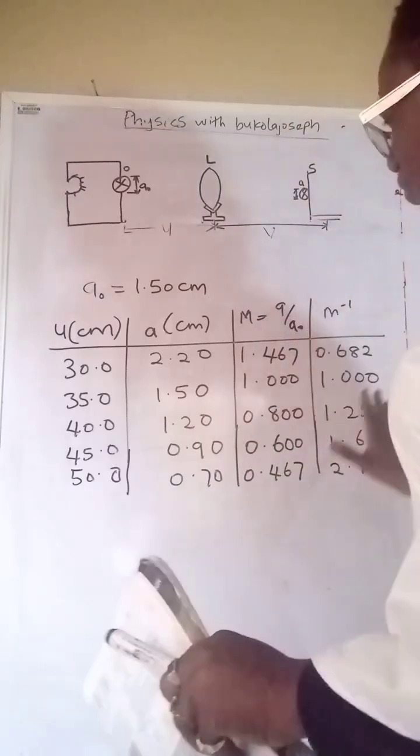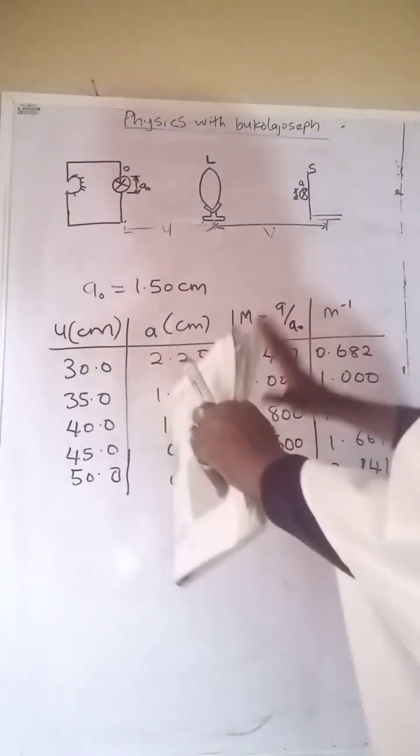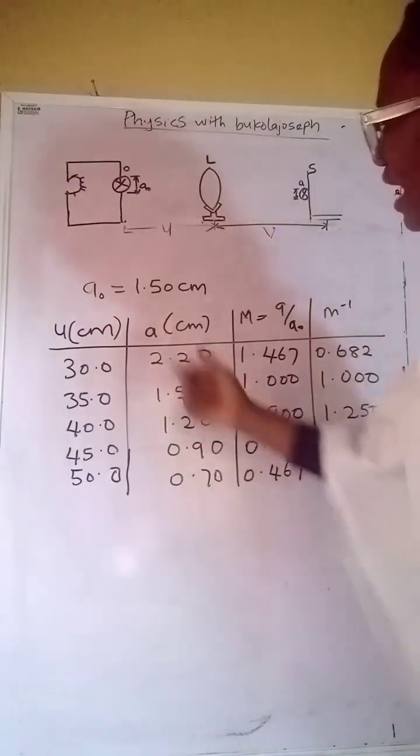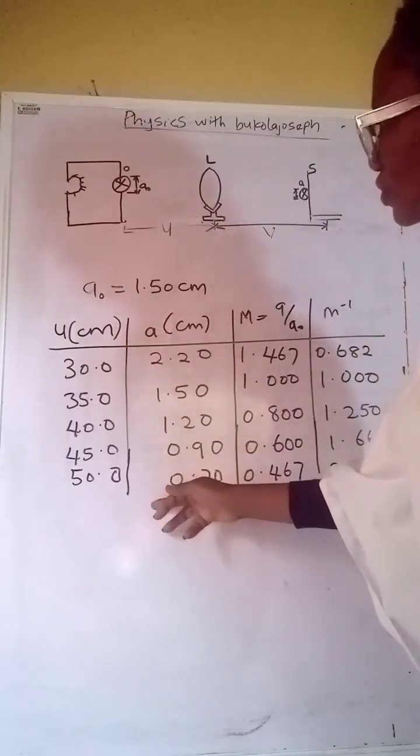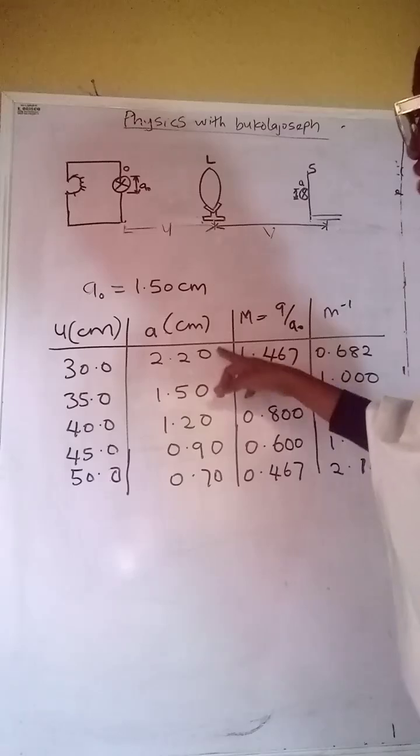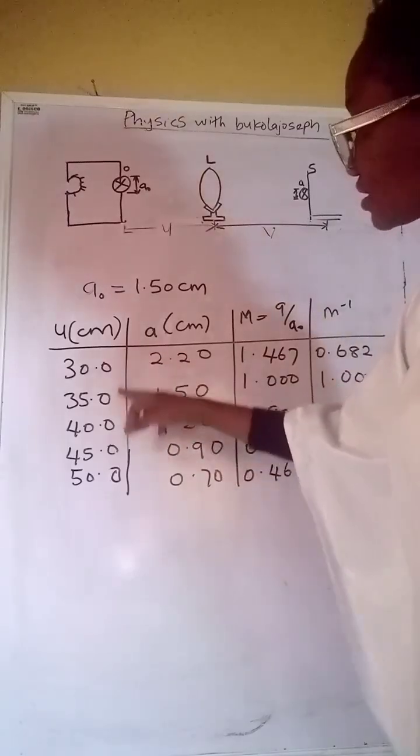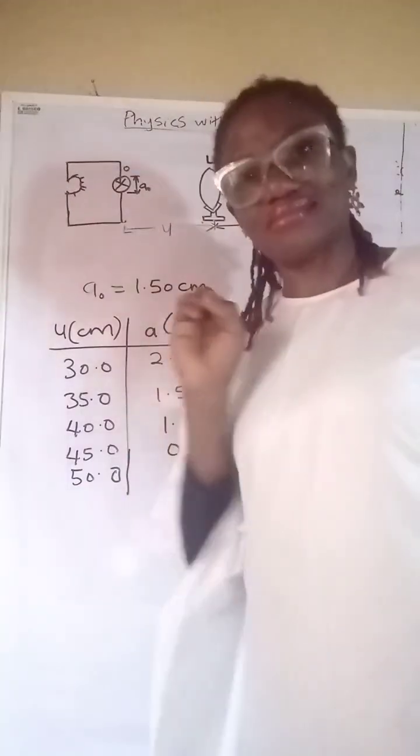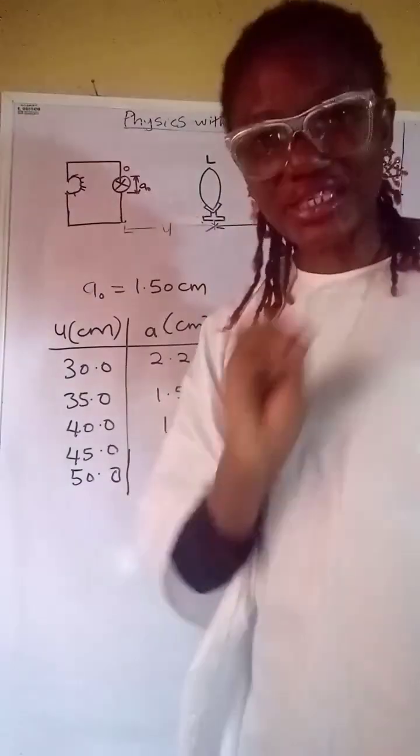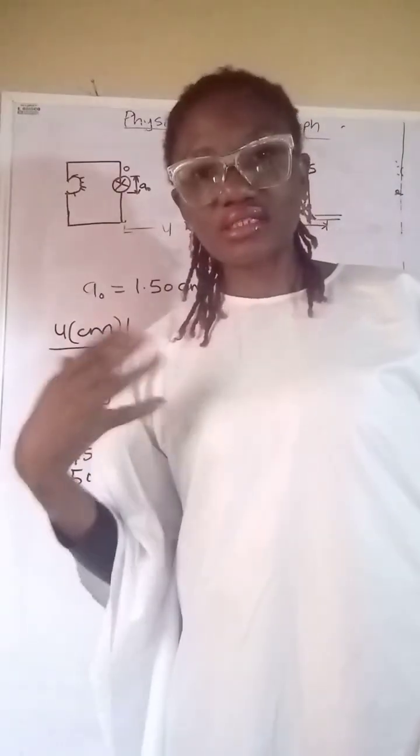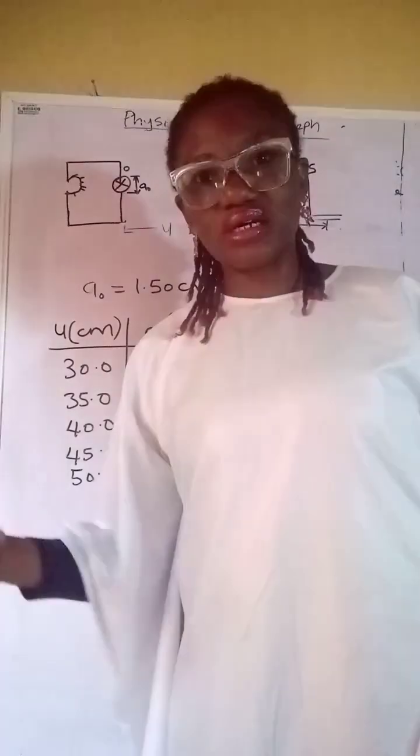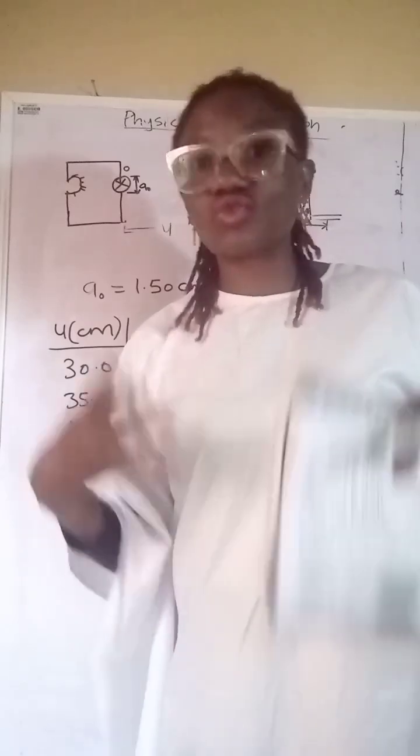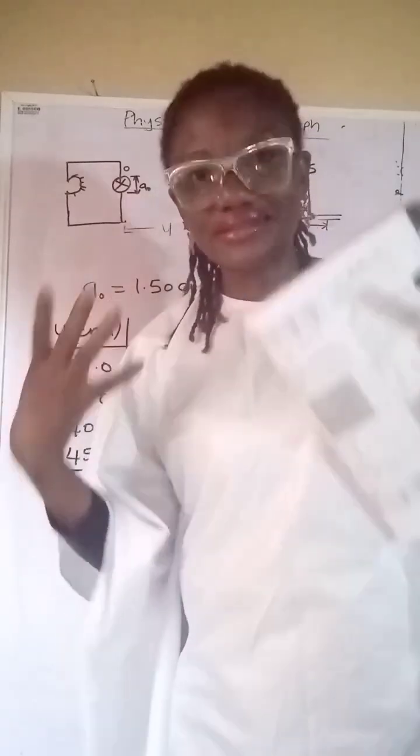Now from the table of observation, you can see that as the object distance is increasing, what happens to the size of the image? It is decreasing, which is logical. Theoretically, as the object distance is increasing, the convergence also decreases, and so the image also reduces.